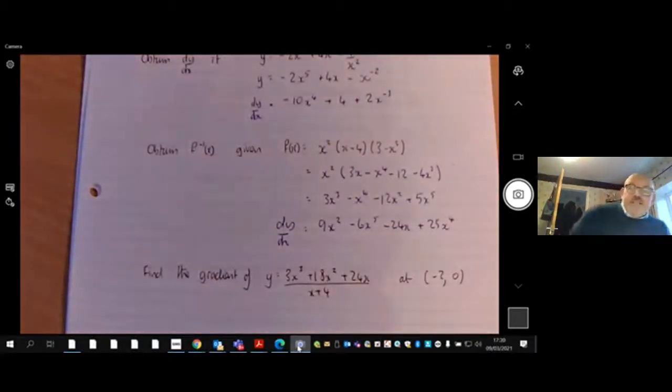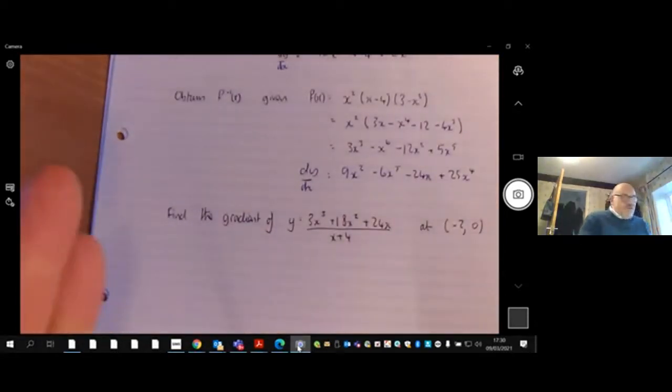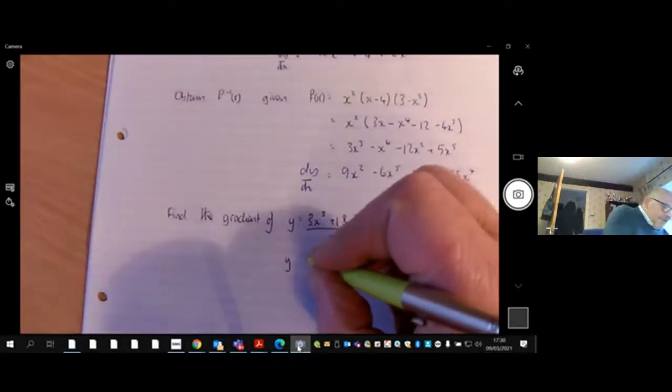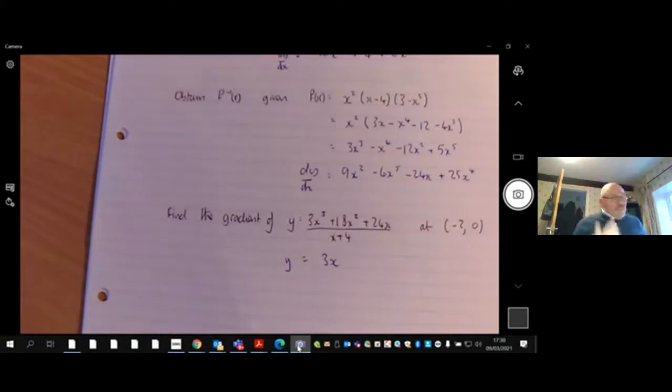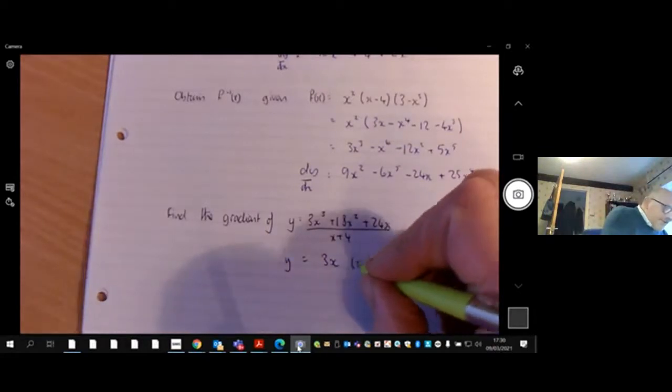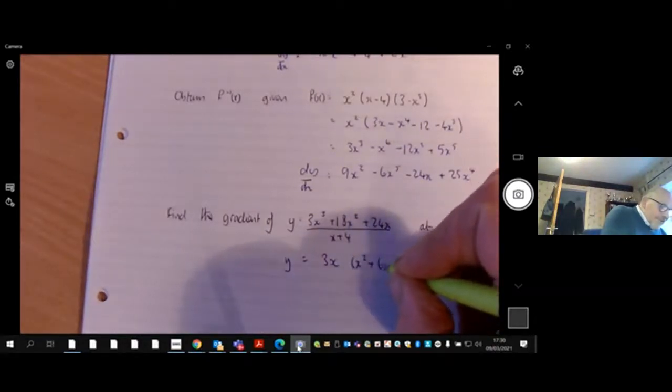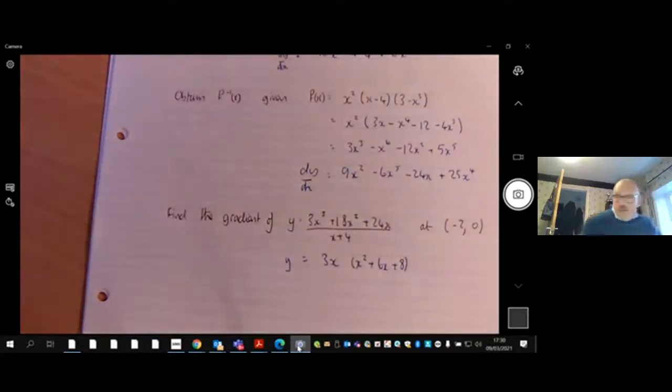Now then, this is slightly different as you do a bit more. Now, with this question, in year 12, it's got to simplify. Now I would think, what can I do to the top? Well, first of all, common factors. I would remove the common factor for a start. So y equals 3x, because every term has an x in it. Quite often people miss that one. Which then gives me 3x brackets x squared plus 6x plus 8 all over x to the power 4.